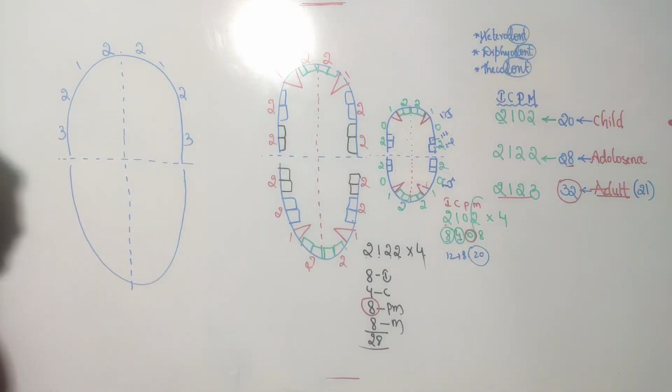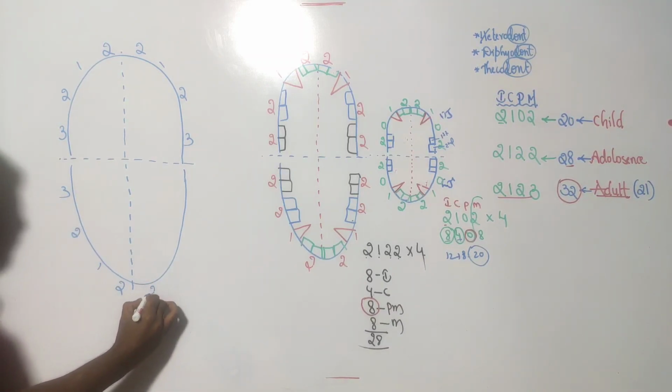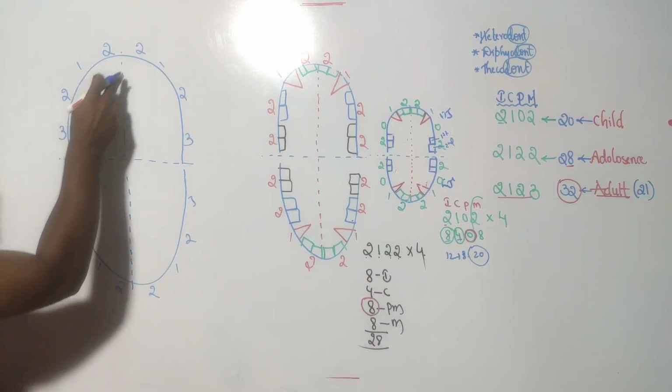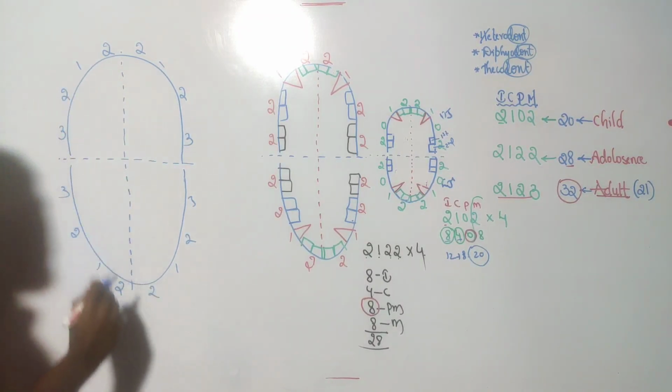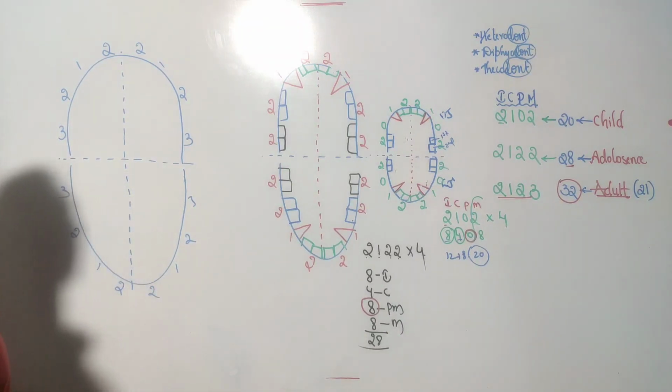This is the dental formula. Next, 2, 1, 2, 3. Here also. 2, 1, 2, 3. Incisor, canine, premolar, molar. Incisor, canine, premolar and molar. So this you remember. Next, write down the teeth. Represent the teeth. Simple logic.